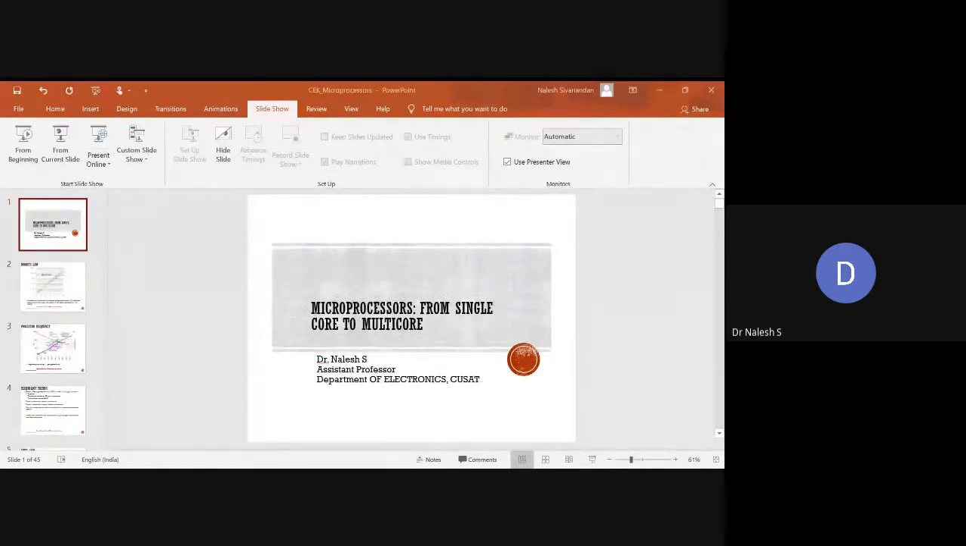I'll start with Moore's law. So how many of you have heard about Moore's law? Have any of you heard about Moore's law? Anyone? You can respond. The chat I won't be able to see. Ma'am, should I continue? So yeah, I was going.